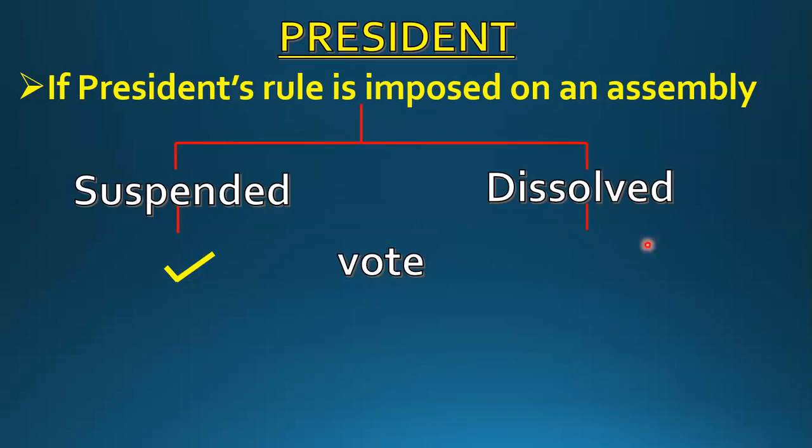But friends, when the assembly is dissolved, it means the assembly is empty. There are no members inside the assembly. So if there is no one inside the assembly, then who will vote? No one will vote.